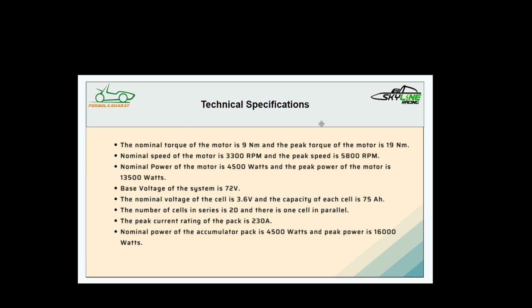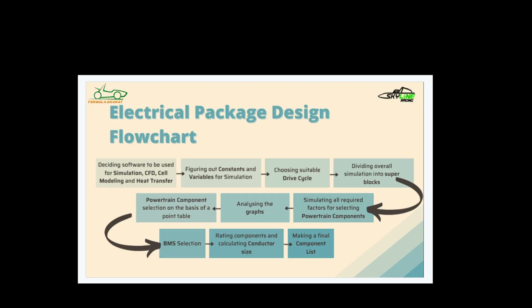So the technical specifications are: the nominal torque of the motor is 9 Newton meters and the peak torque is 90 Newton meters. The nominal motor speed is 3300 RPM and the peak speed is 5800 RPM. To say the least, the base voltage of the system is 72 volts and the peak current rating is 230 amperes, and the overall capacity of each cell is 75 amp hours.